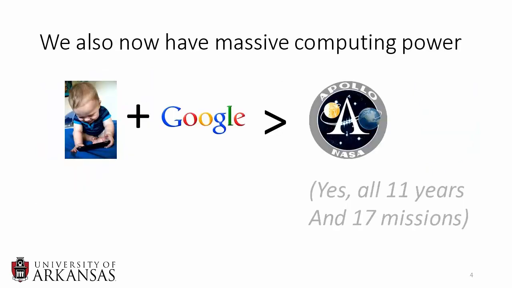We also now have massive computing power on top of this data. And when I say massive, I mean super massive. The sad truth of it is you could take a baby with an iPhone and running a Google search, and that half a second Google search uses more computing power than the Apollo missions from NASA. And the question is, all of them? And the answer is yes, all 11 years and 17 missions.